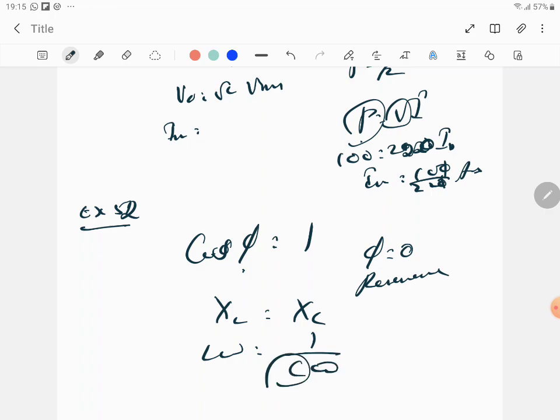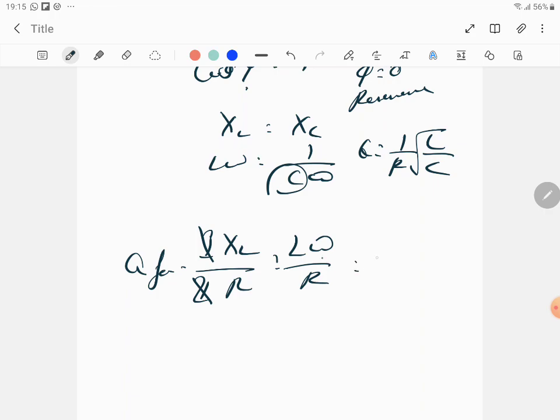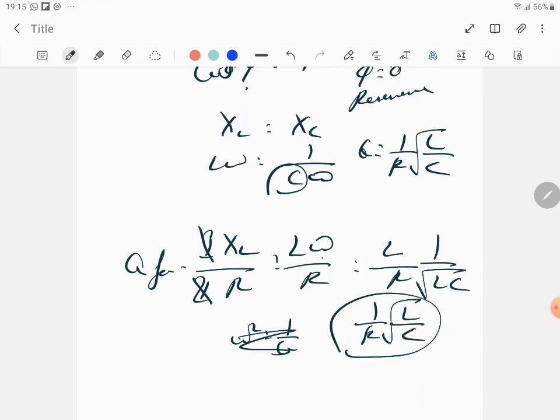Next, the Q factor of the circuit. You know that it's 1 by R into root of L by C. Remember this formula? Q factor is the voltage across the inductor by the voltage across the resistor, so this is L omega by R. Omega squared is 1 by LC, so omega is equal to 1 by root of LC. So L by R into 1 by root of LC gives 1 by R into root of L by C. So you know L, C, R. Just get the Q factor.